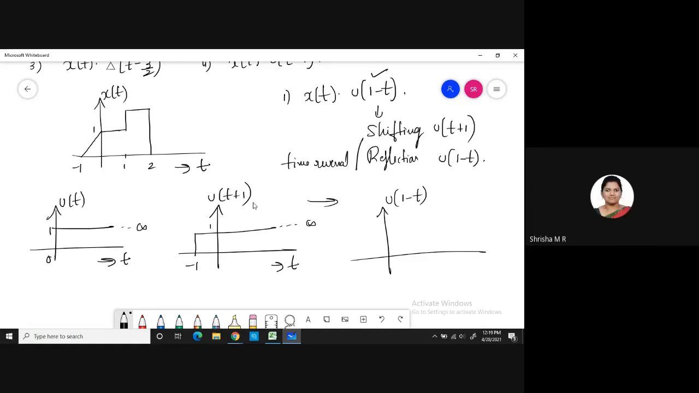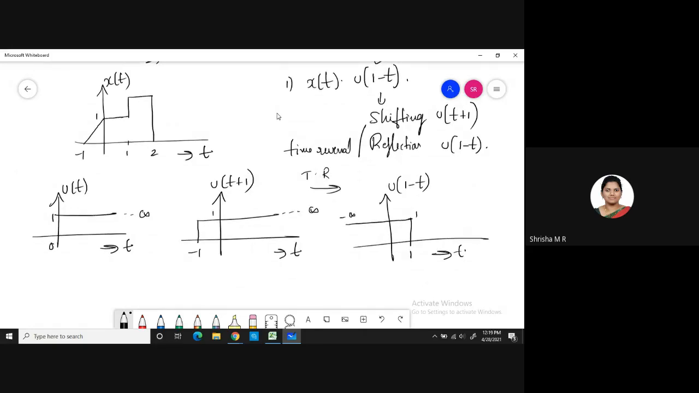So taking time reversal of this, whatever is there in the right will go to left, whatever is in the left will go to right. Okay, I'm folding this signal about the vertical axis or y axis. So my signal will start from minus infinity and it will go up to plus 1 with an amplitude of 1. Got it, everyone? How to plot u of 1 minus t? Now we have to multiply x of t and u of 1 minus t.